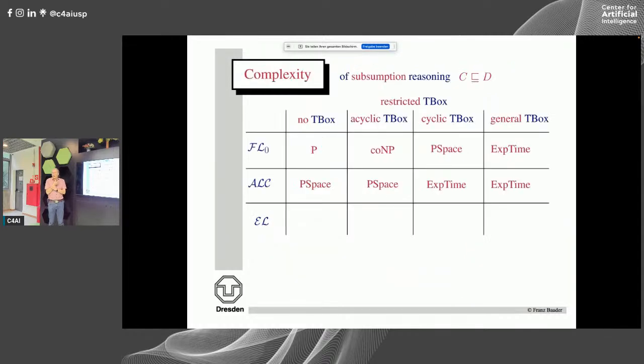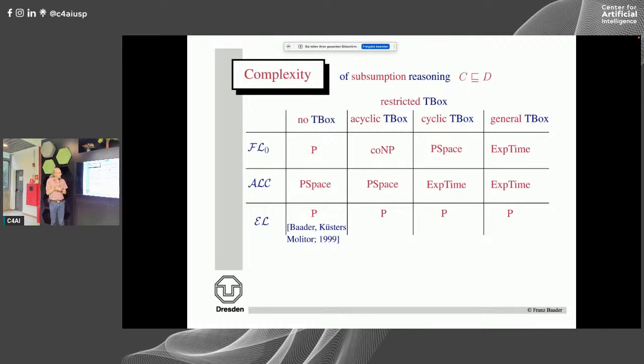So let's look back at the complexity picture. Here you see for FL0, it increases. For ALC, it's bad from the beginning. And for EL, it's nice. It's polynomial time, so tractable, very nice. And we actually introduced EL for the first time in a paper in 1999, but only as an intermediate language.